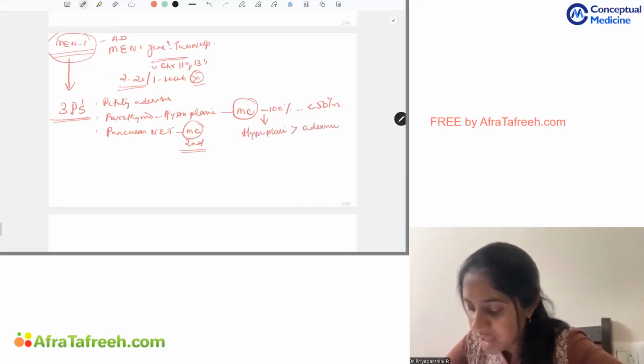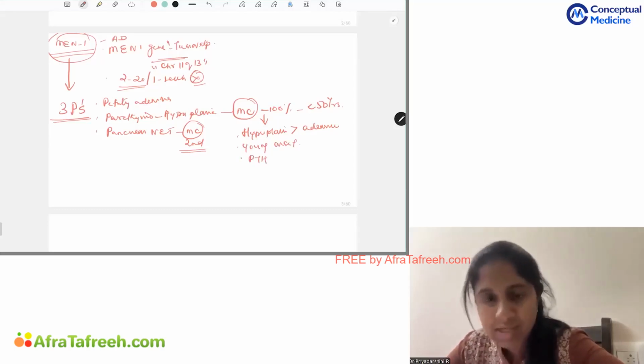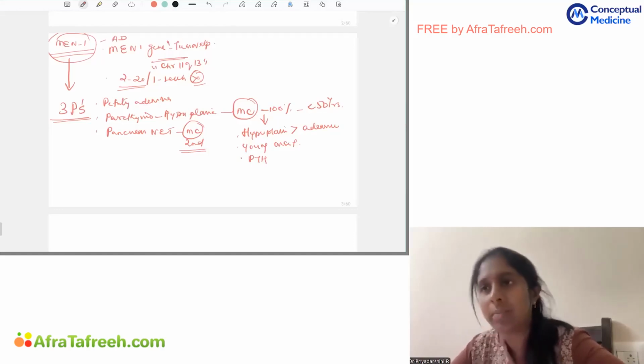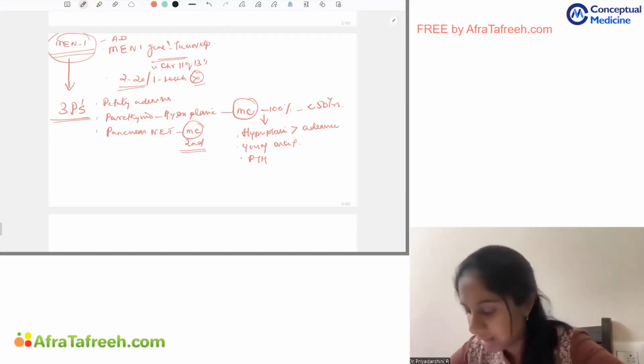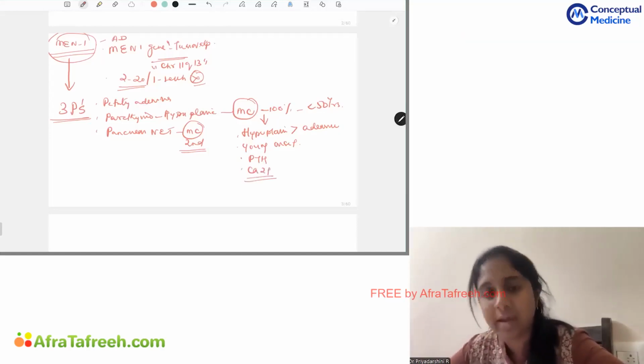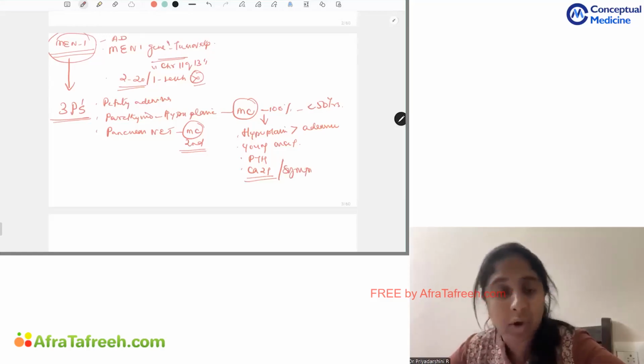And usually these patients will have a young onset hyperparathyroidism. And the PTH level, just because it is a hyperplasia, may not be very high. It may not be astronomically high, like in a parathyroid carcinoma or a parathyroid adenoma. Similarly, the calcium levels would be higher, but not so high. The symptoms also will not be as prominent as in a parathyroid adenoma.